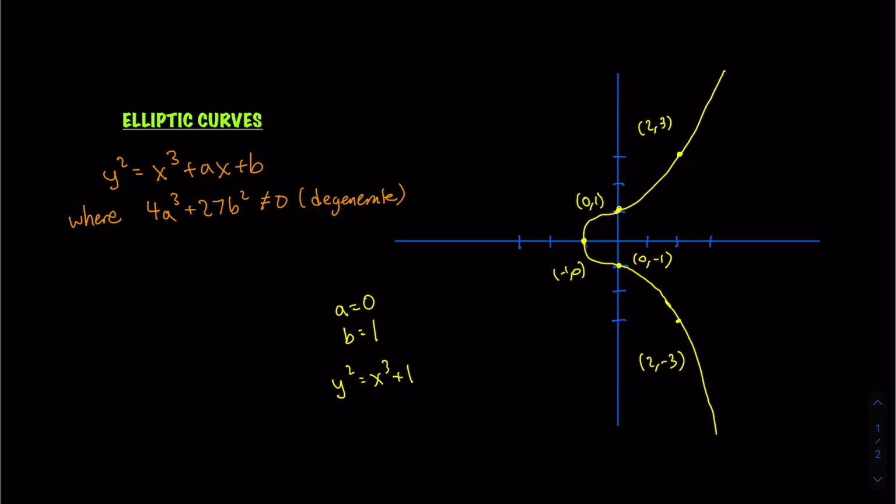Now, I did this calculation offline, but the answer is the points (-1, 0), (0, ±1), (2, ±3), (5, ±4), (7, ±5), and (9, ±2). I want you to notice that for every point besides (-1, 0), there is a plus and a minus y value with the same x value. And that's because this curve is symmetric over the x-axis.